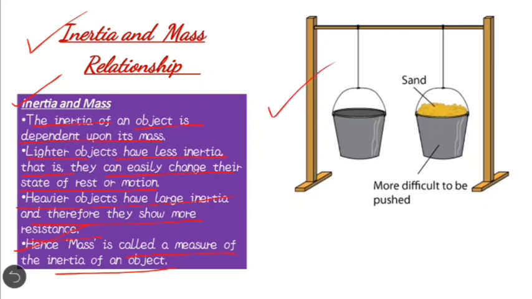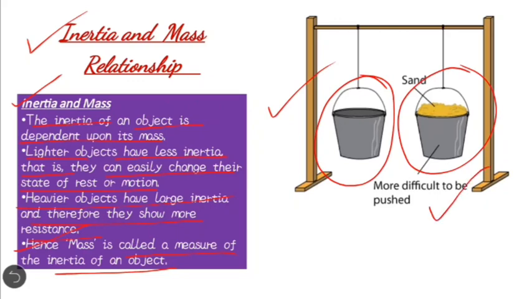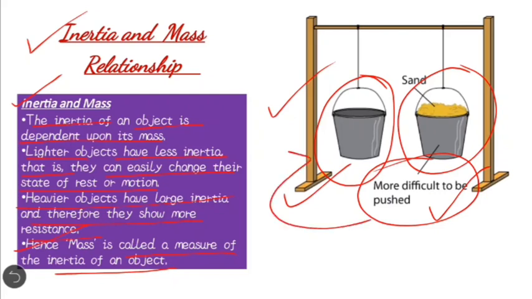Now, an example will make it clear. Here is an empty bucket and a bucket filled with sand. Because of the sand, the mass of this bucket is higher than the empty bucket. So it will be more difficult to push the bucket filled with sand than the empty bucket, due to inertia. So inertia and mass are directly proportional.